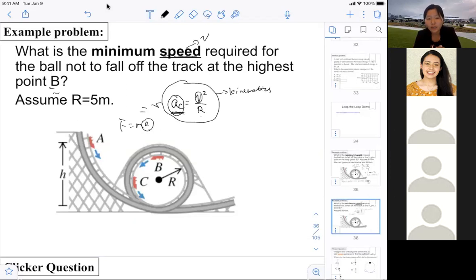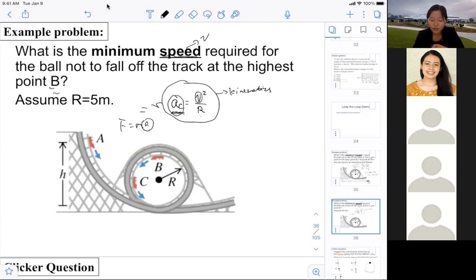So we wanted to find out some more information about the forces. If I know the forces at point B, I can find the acceleration at point B, and then I can find the velocity at point B, and eventually I can find the height at point A. So you have a strategy now at play.